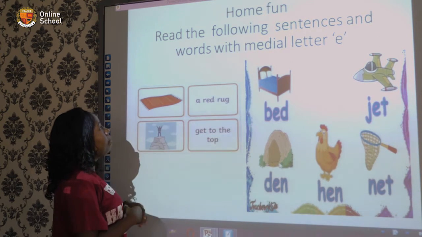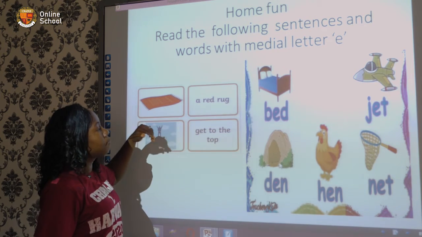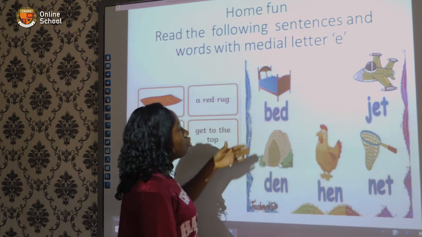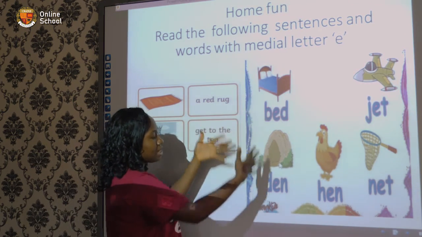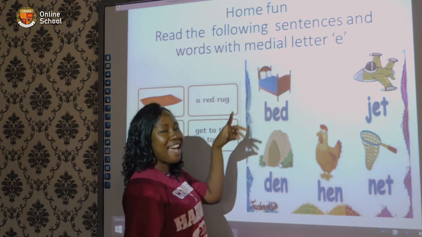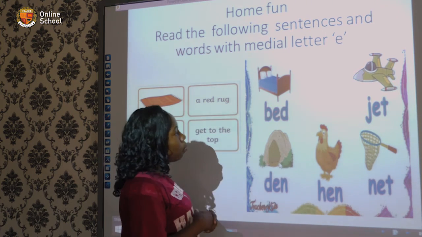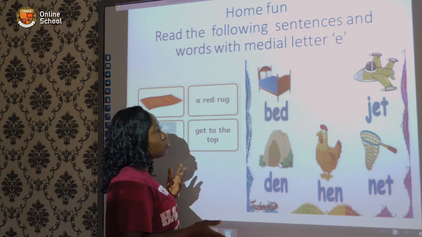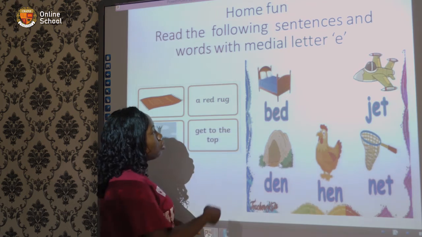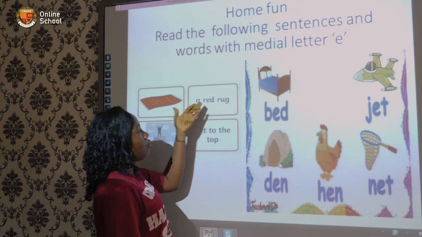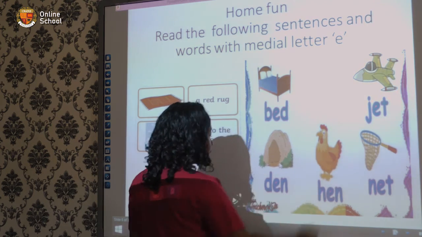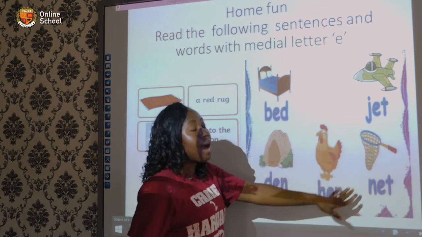We are going to have this home fun, and you just read the sentences. Also I want you to take your time and look at these words and sound them correctly with their middle letter E sound for daddy and mommy at home. And in our next class, we're going to continue from where we just stopped. So make sure you read your sentences. We have a red rug, get to the top. We have bed, we have jet, we have den, we have hen, and we have net.